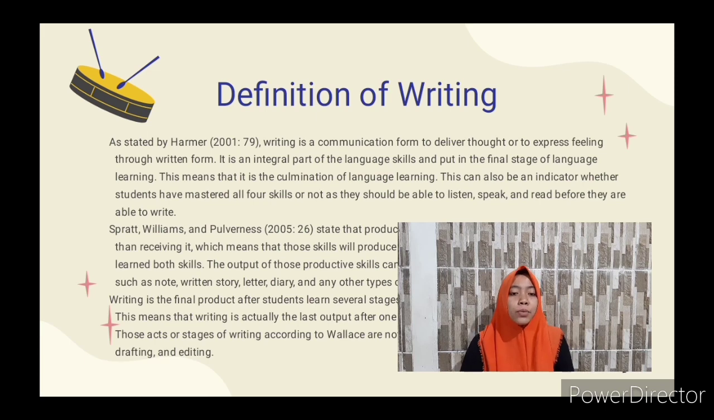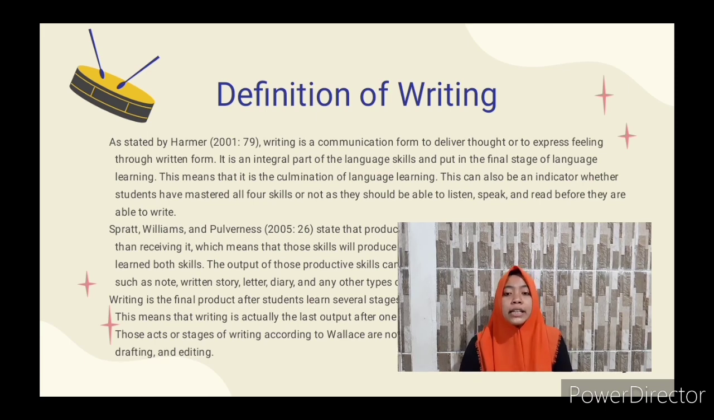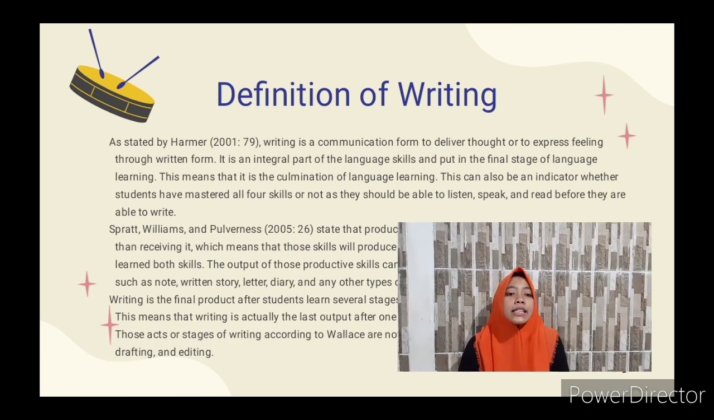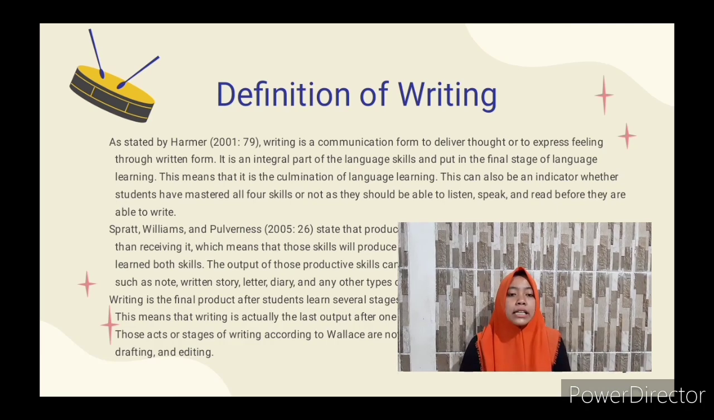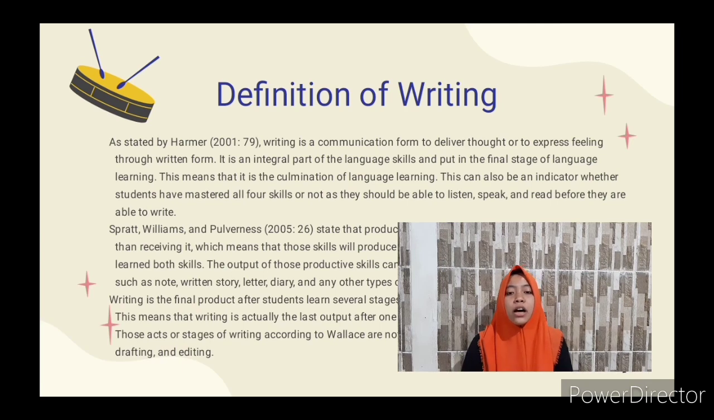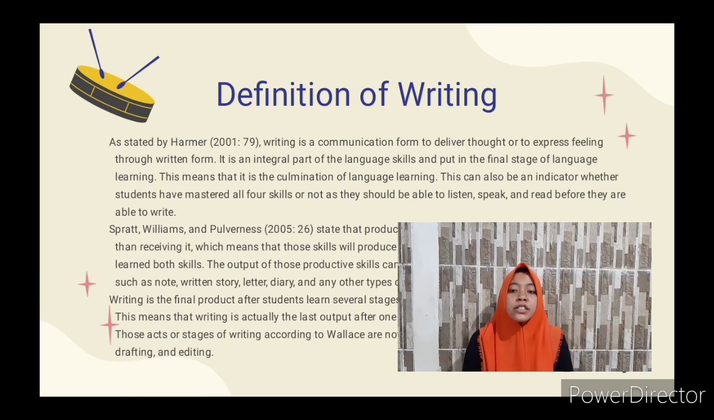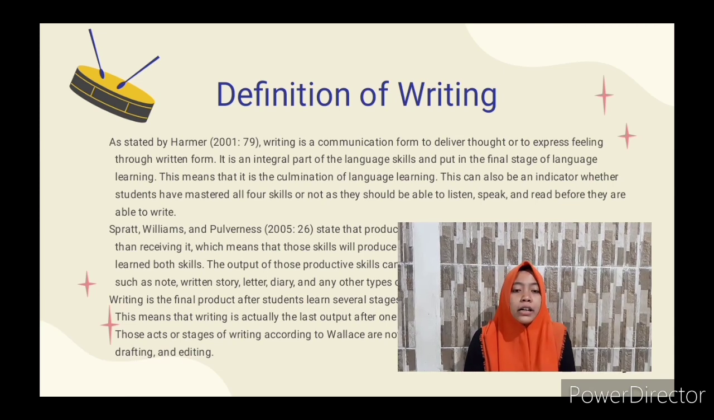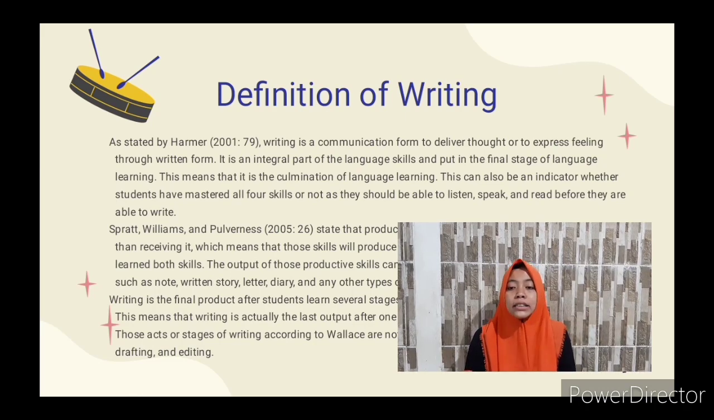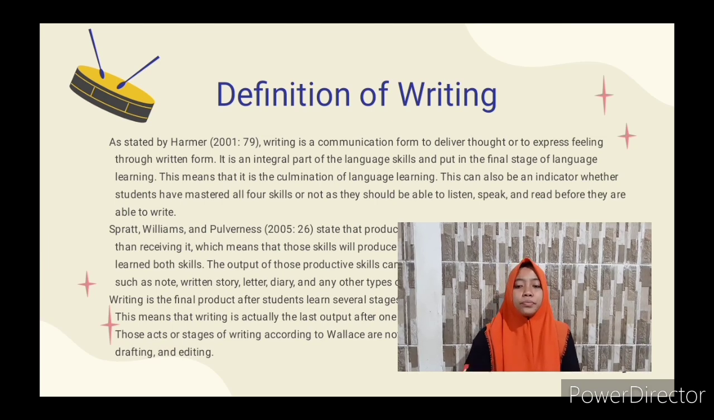Writing is the final product after students learn several stages of writing separately before. This means that writing is actually the last output after one continuously learns separate acts of writing. Those acts or stages of writing, according to Wallace, are note-taking, identifying a central idea, outlining, drafting, and editing.